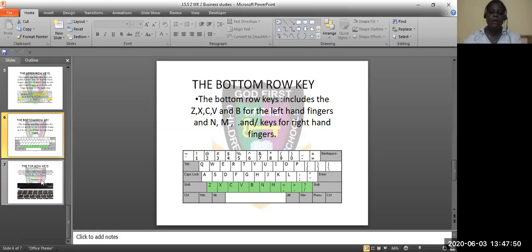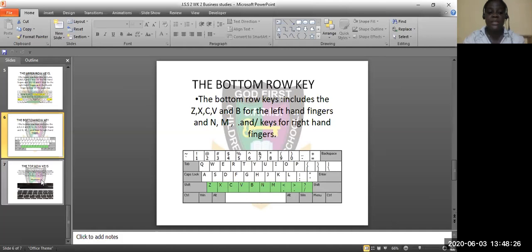Then on the right hand, you place the right finger on N, M, comma, full stop, and slash. We have treated 3 row keys now. A quick reminder, we treated home row keys, we treated upper row keys, and we treated bottom row keys.